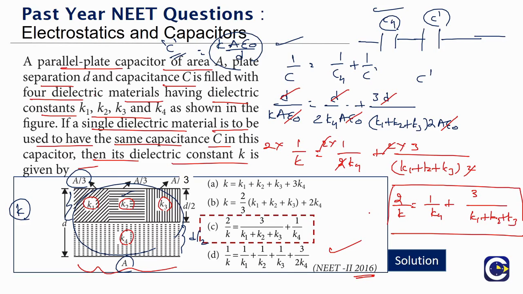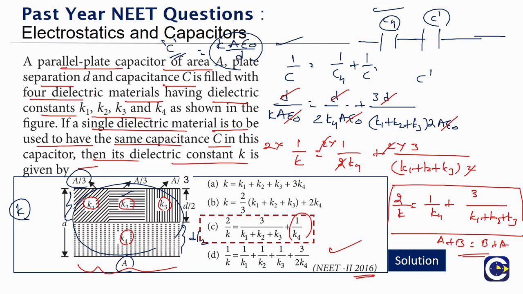In the option, they have given 1 by K4 as the second term and 3 by K1 plus K2 plus K3 as the first term. It doesn't matter, right? Because A plus B is always equal to B plus A. Now the thing that we have done in this question is, we have tried to represent the arrangement of these different media inside that capacitor plate region and seen how the combination of capacitors can be achieved. So that is the important part.